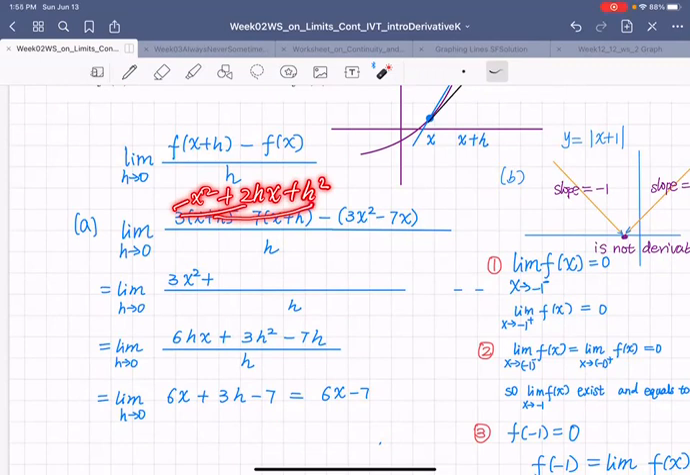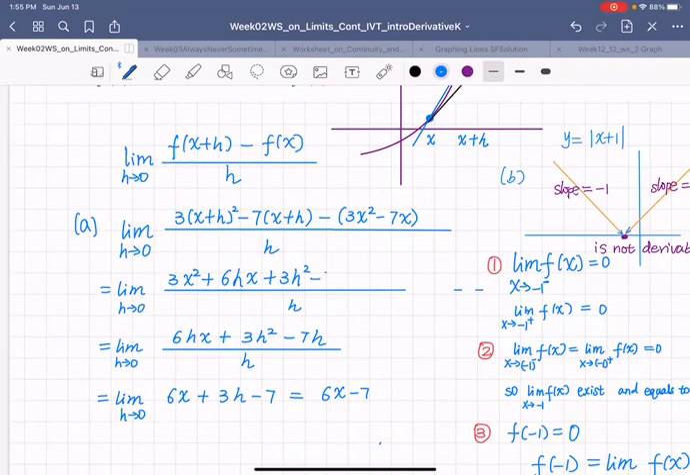Oh, okay. Yeah, so how much do I put here? That's 6hx plus 3h squared. Okay, that is 6hx plus 3h squared. Next, minus 7x minus 7h, and then minus (3x squared minus 7x), okay.